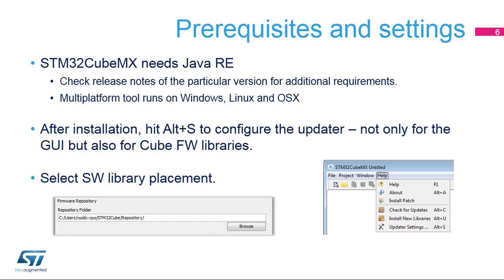Download the STM32CubeMX installer for free from the ST website and install it. Then set your preferences in the settings menu. One menu for the updater and library download, Alt plus S, the other menu for code generation and integration with development toolchains, Alt plus P. Once this setup is completed, a new project can be created.